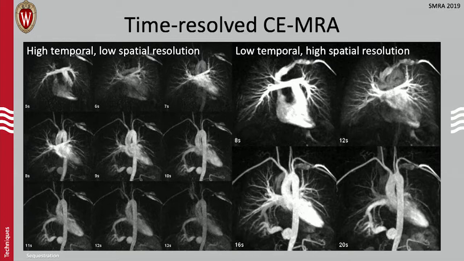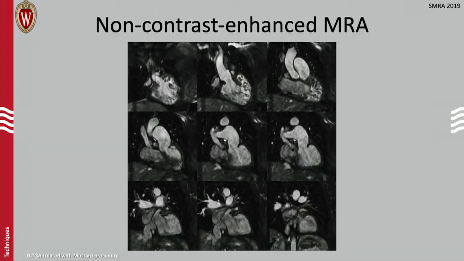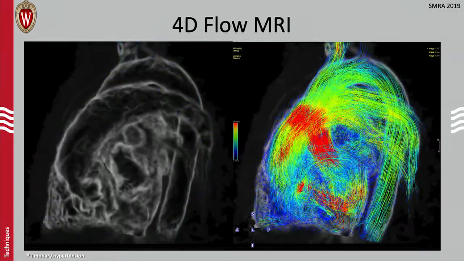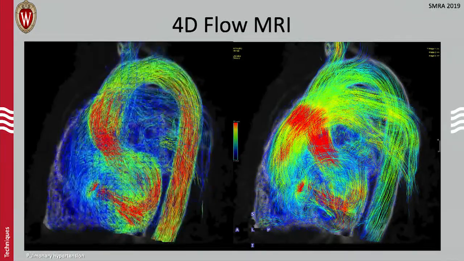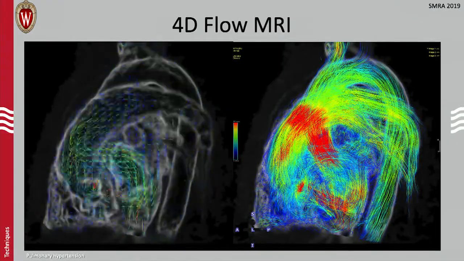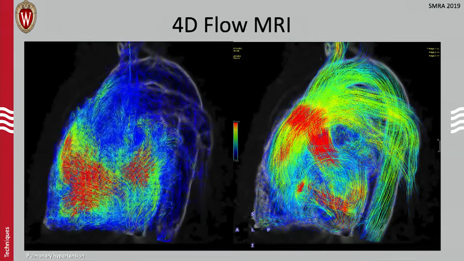This I find particularly helpful in imaging patients with congenital heart disease, where having that dynamic information can be very helpful. Of course, non-contrast-enhanced techniques or 3D pseudo-steady-state acquisitions are also very important and play an integral part in our evaluation of patients with congenital heart disease. And then finally, 4D flow also has an important role to play in congenital heart disease. We'll hear more about this later this week, but also in patients with pulmonary hypertension.